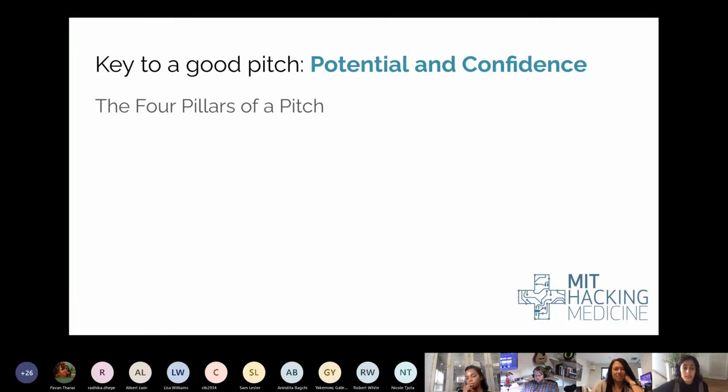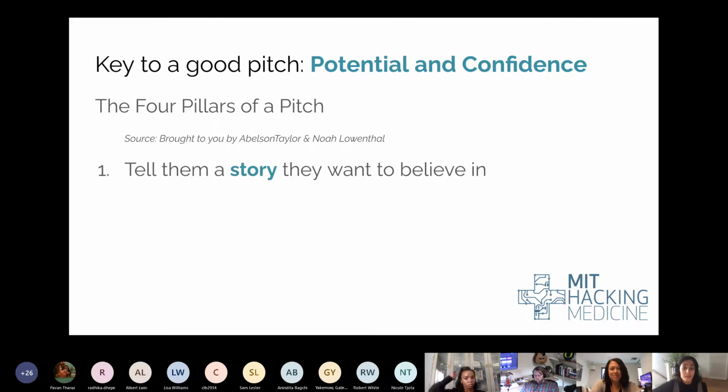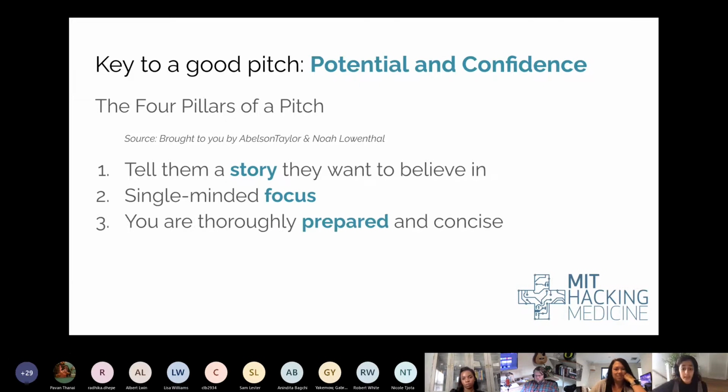There are 4 main pillars of a pitch that have been identified, and we have adapted this from materials that have been provided to us by Abelson Taylor and Noah Lowenthal. The first pillar is that, once again, you want to tell them a story that they want to believe in. You'll be able to motivate your pitch using that. The second is that you want to have a single-minded focus as you are going through your pitch. Keep it as simple as possible. The third is that you are thoroughly prepared and that you are concise in the way that you are presenting things. And the fourth is that you are demonstrating expertise and leadership. I'll go through these 4 pillars and talk about them in a little bit more detail.